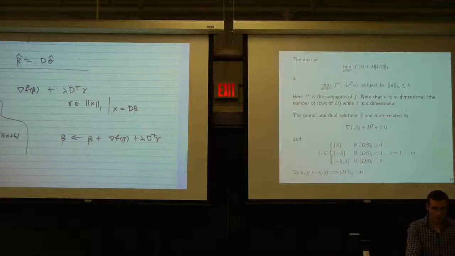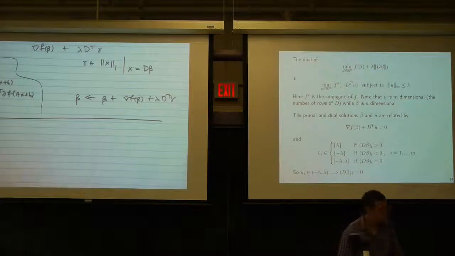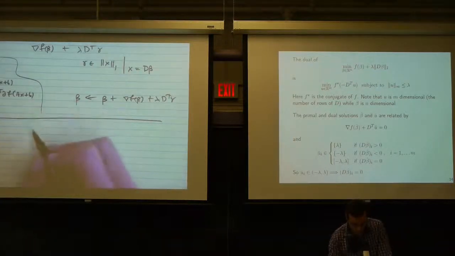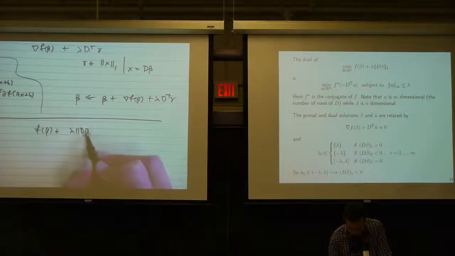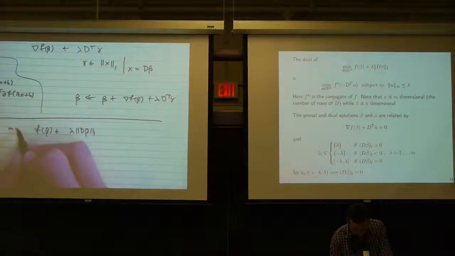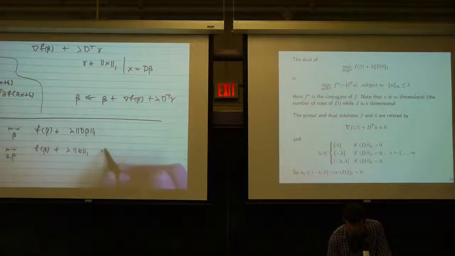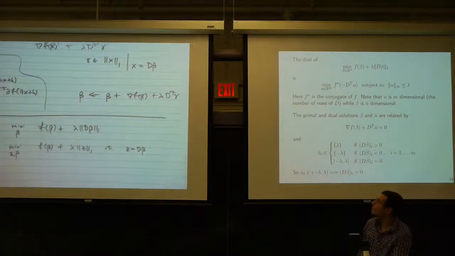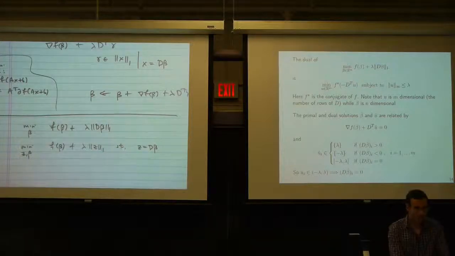So here's the dual that I got, and I'm going to leave you to check this with your dual skills on your own. I had this problem, f of beta plus lambda times the L1 norm of d beta, and I substituted in z for d beta. So now this is my problem. When I went through the motions, this is what I got at the end.